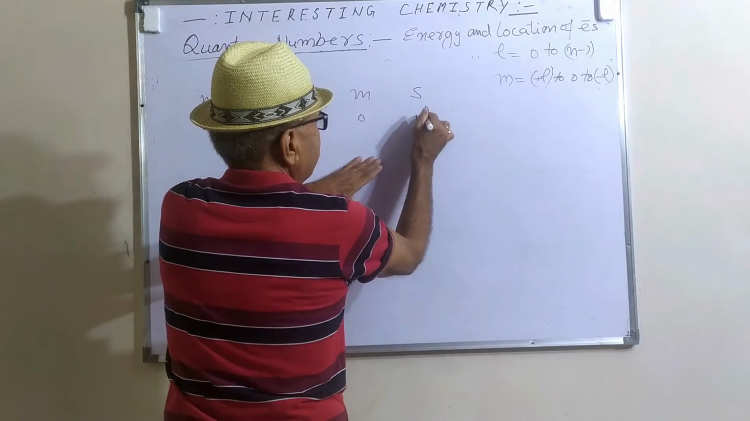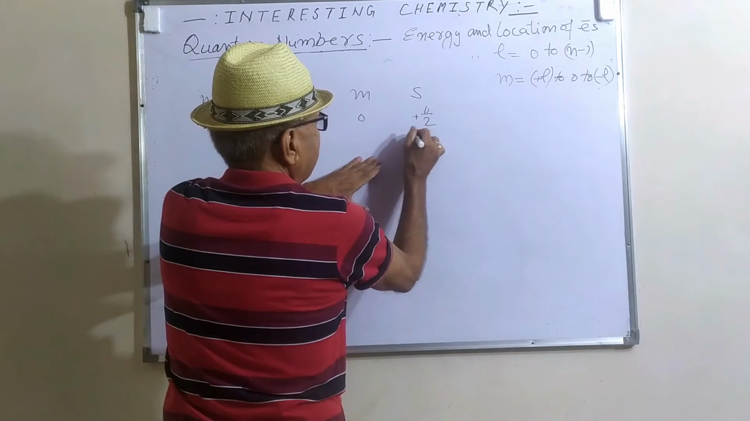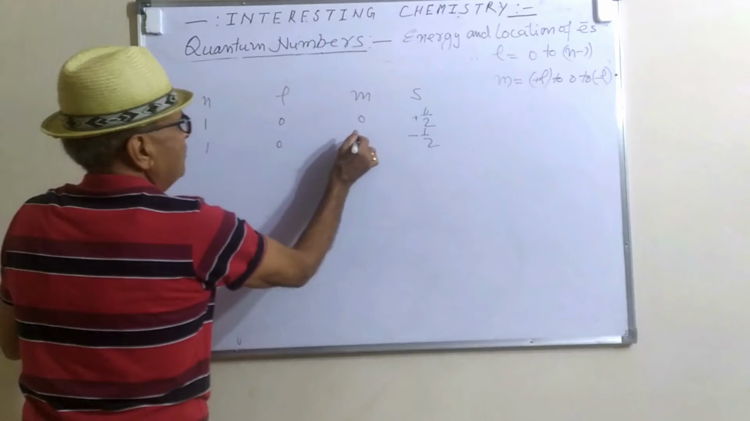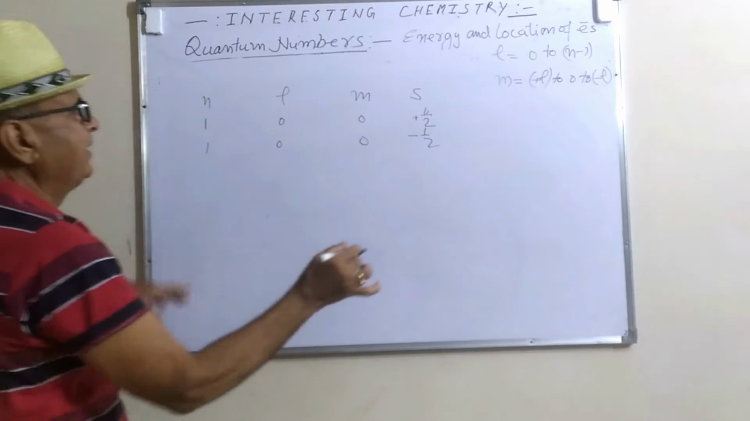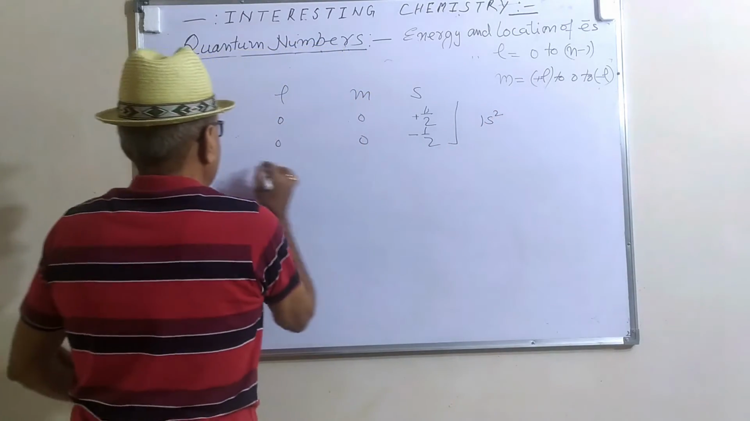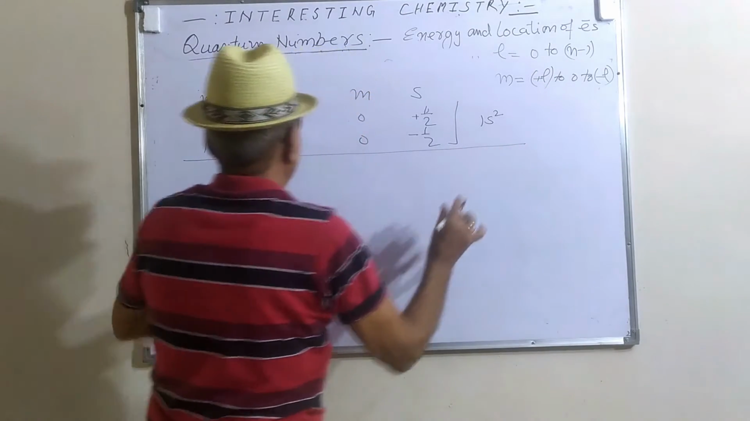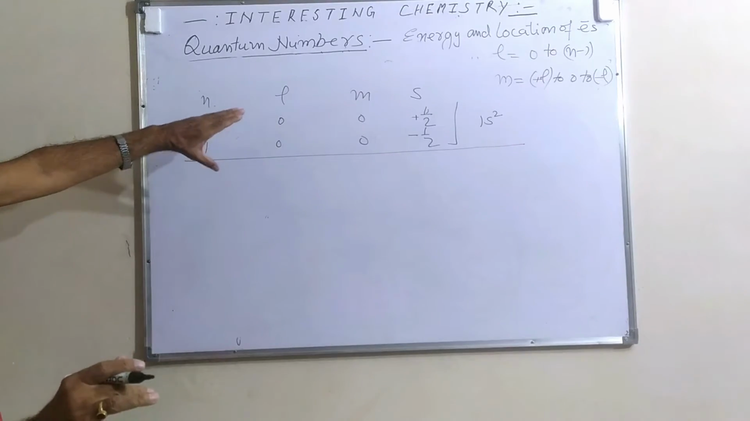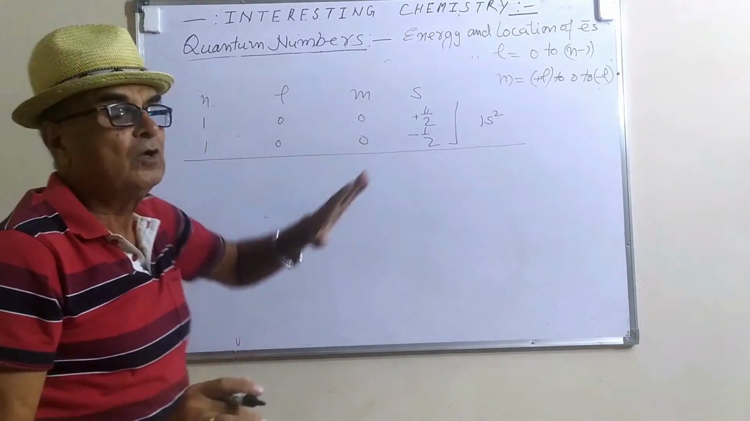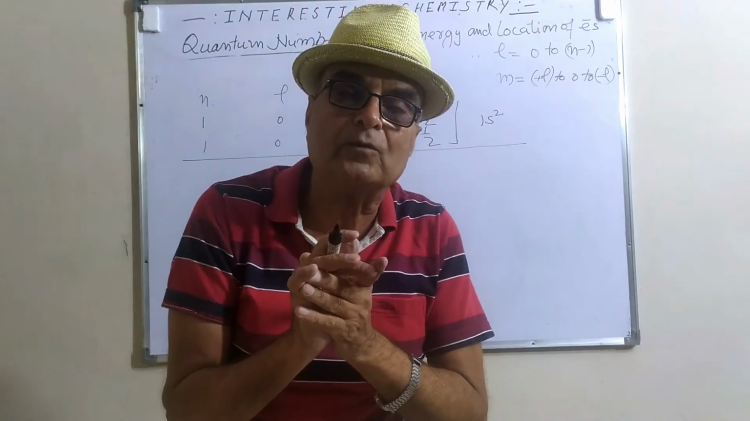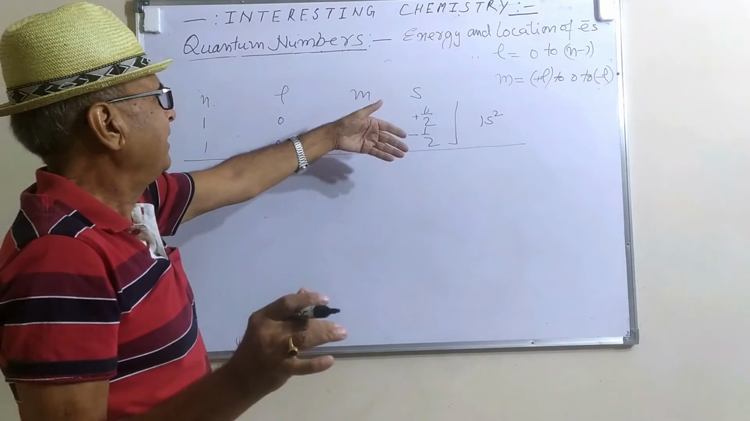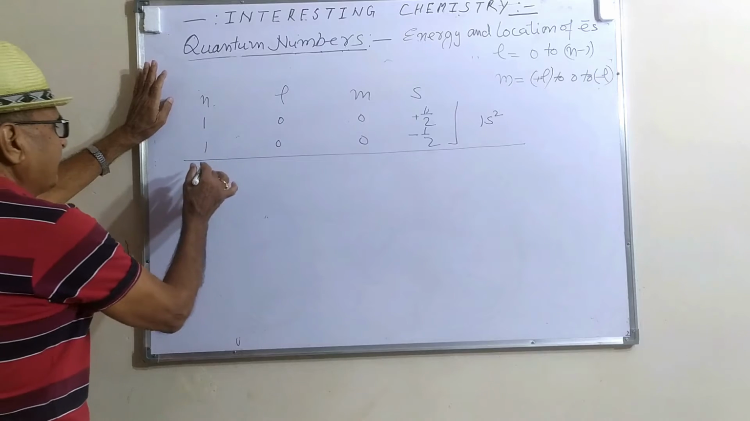So this electron will be plus half and this will be minus half. So the values for this electron are 0, 0 and plus half, and 0, 0 and minus half. In this way, it is 1s1, 1s2. So these are the values of the quantum numbers for the first shell and the first s orbital. So 0, 0. Now, when I ask you, all 4 quantum numbers are not equal for any electron.